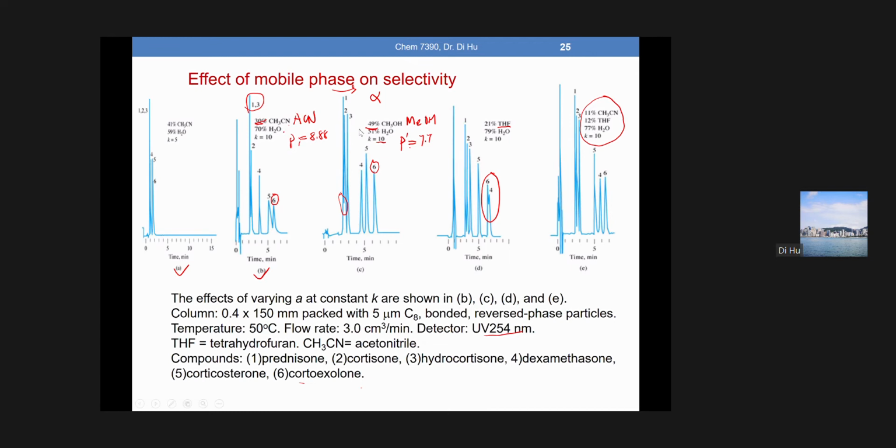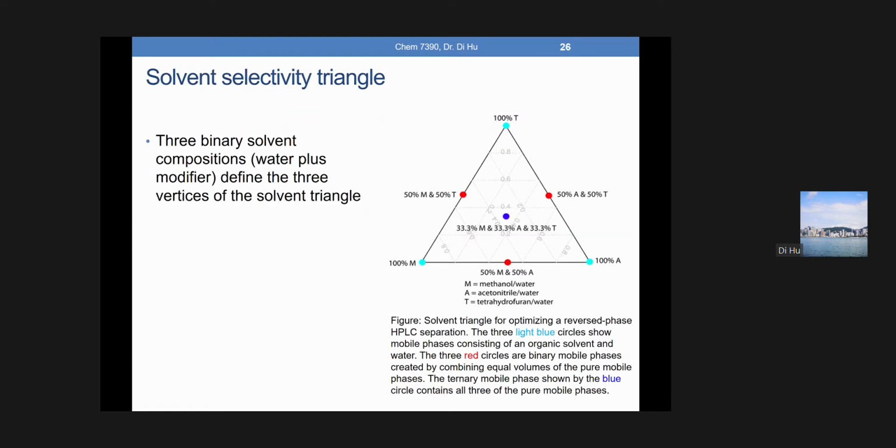Anyway, this is probably something extra, but when you are adjusting this in a real case, you will see that. Well, anyway, now let's see how we started from this solvent selection selectivity triangle.